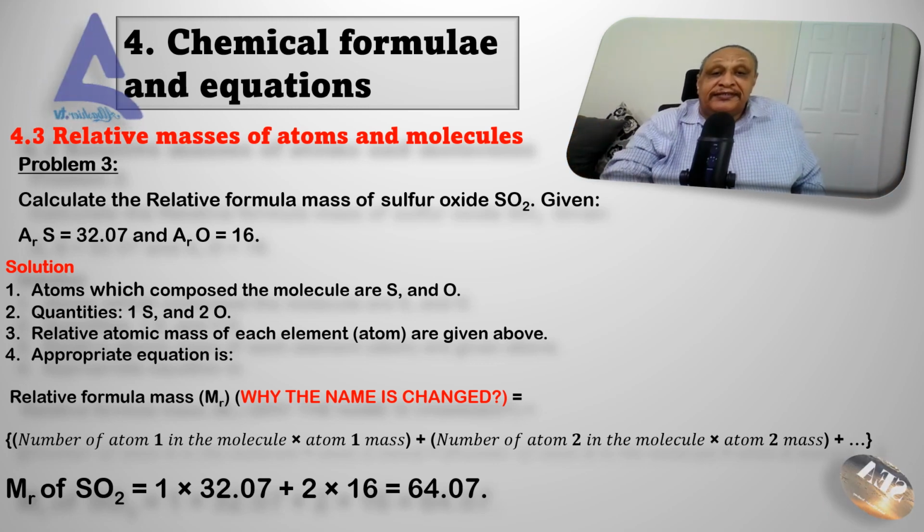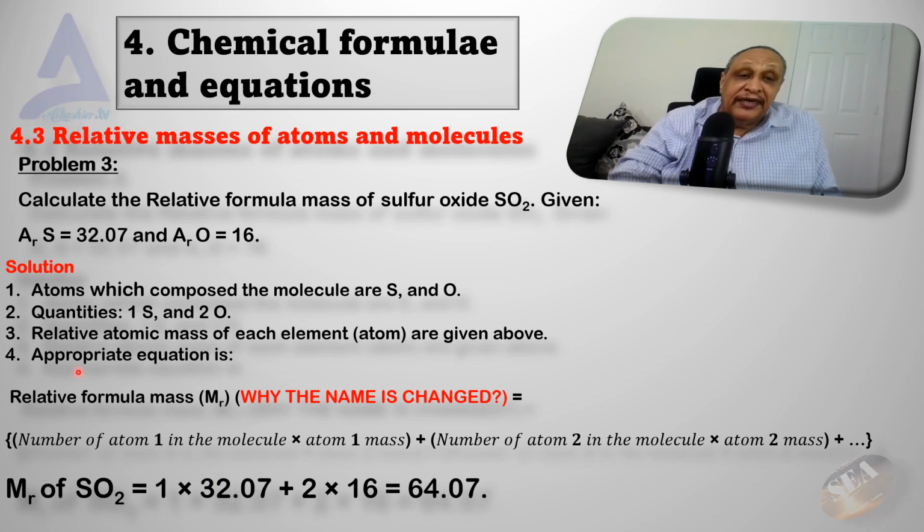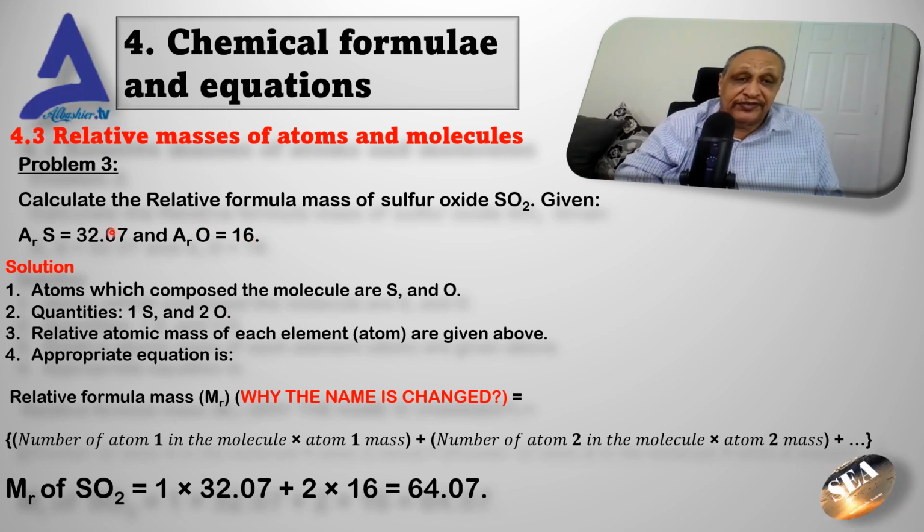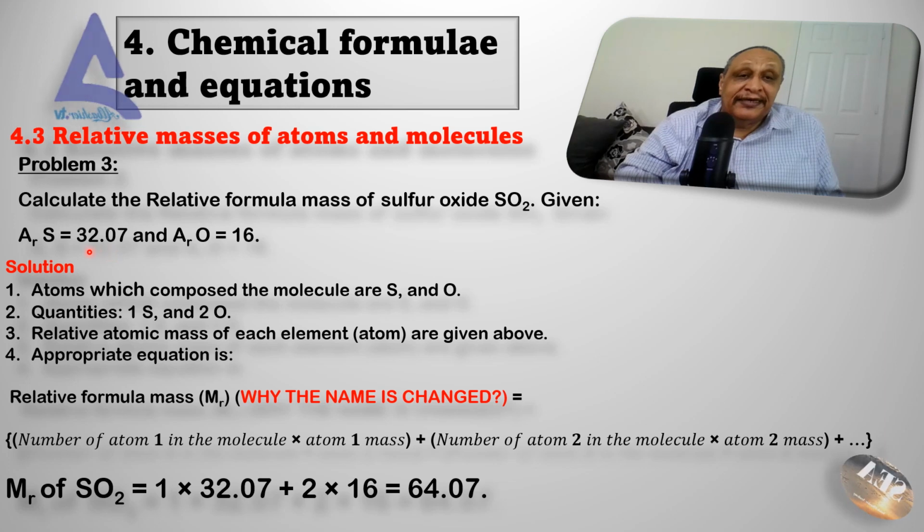So the first thing is to determine the atoms. It is S and O. Then the quantities of the atoms: 1 S and 2 O. That means one atom of sulfur and 2 atoms of oxygen. Relative atomic mass is given above. So O is 16 and sulfur is 32.07. The relative atomic mass of each element is given.